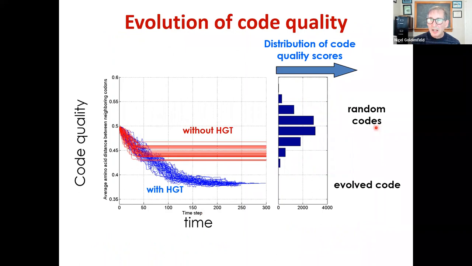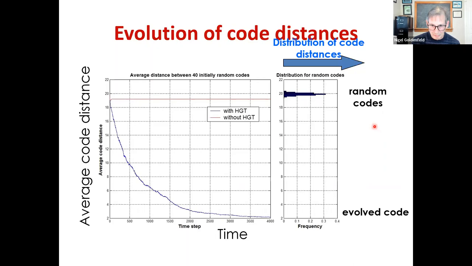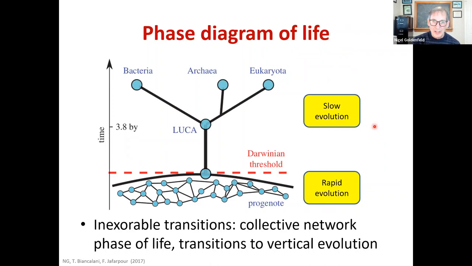Okay, so to cut the long story short, what we discovered was that in order for the genetic code to be able to evolve, to be unique, to be optimal, and to do that rapidly, you had to have horizontal gene transfer at the dawn of life. And I'm not going to go through how we did these calculations and how we did these models. That's not the topic I want to focus on today. But the end result of that is that the phase diagram of life looks something like this.